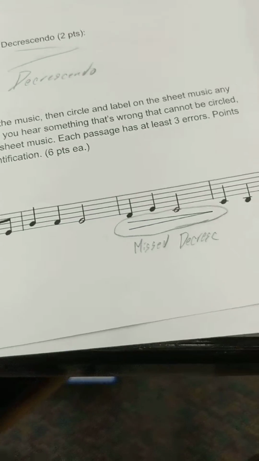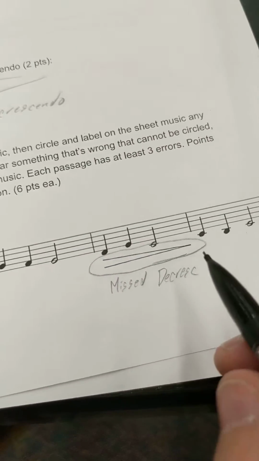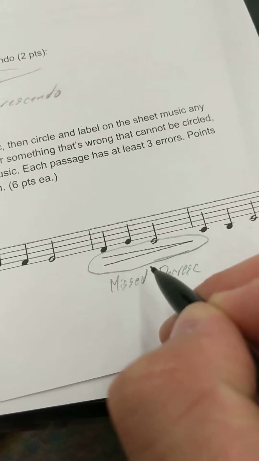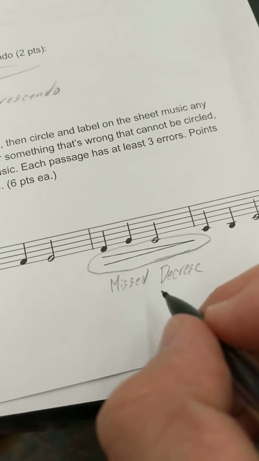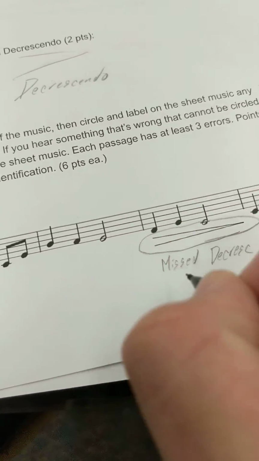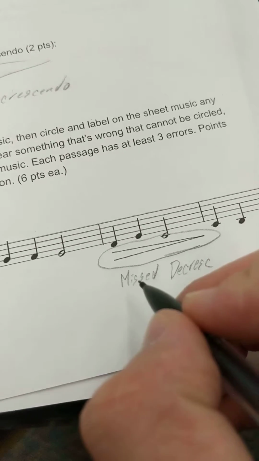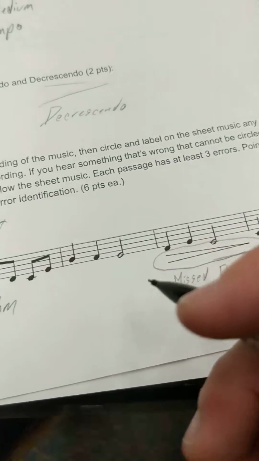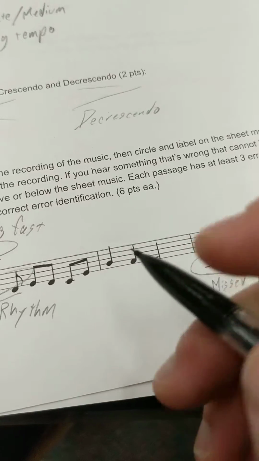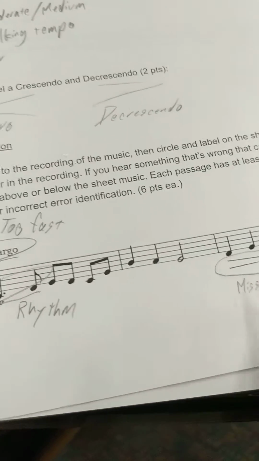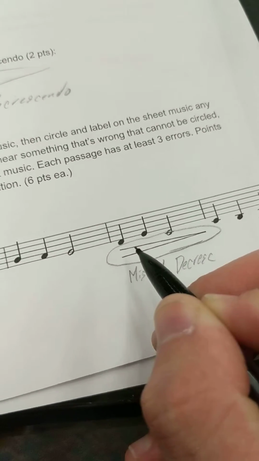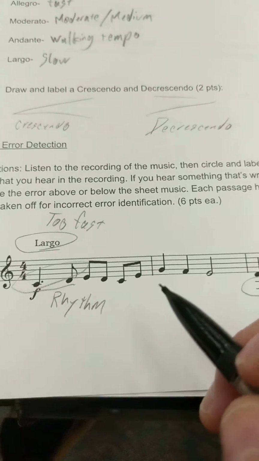Next is crescendo or decrescendo. If you think that I missed one, go ahead and circle the symbol for that. And I wrote missed decrescendo. You can also write missed crescendo, or you can just write the word missed. To tell if I missed a crescendo or decrescendo, ask yourself, does it actually get quieter or does it actually get louder, depending on which it's supposed to be.